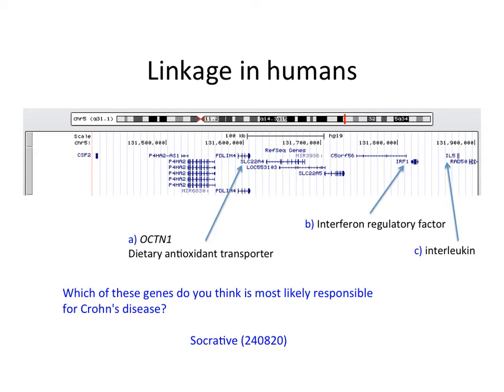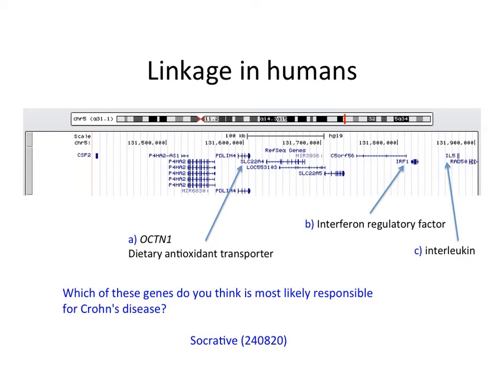These are some of the players. Don't go to Socrative yet to do this. I'm going to finish the entry quiz first, but just for a second, you don't know anything about these genes necessarily, but I want to take a quick poll from you. Which of those 3 genes do you think is more likely to cause Crohn's disease? OCTN1, which is a dietary antioxidant transporter, or IRF, the interferon regulatory factor, or interleukin, IL-5.